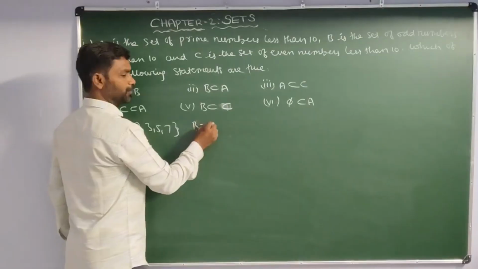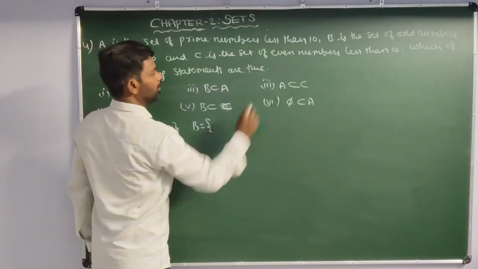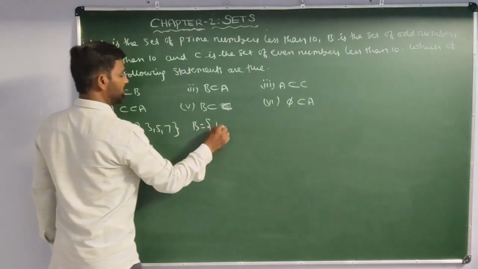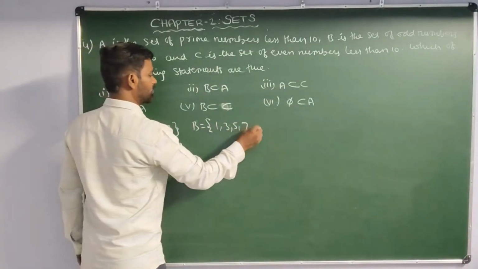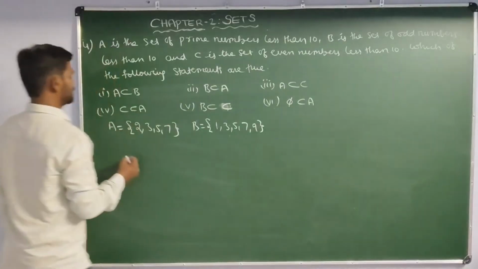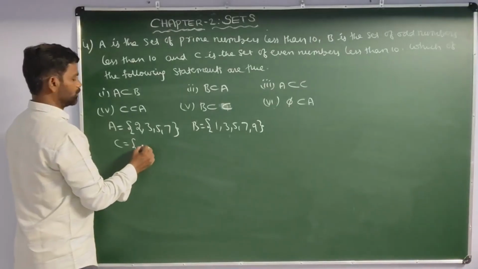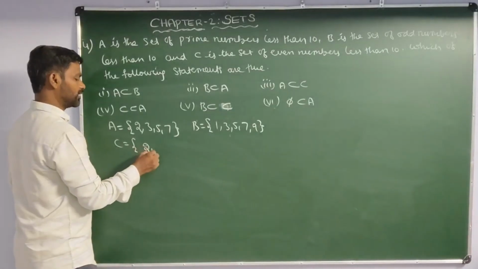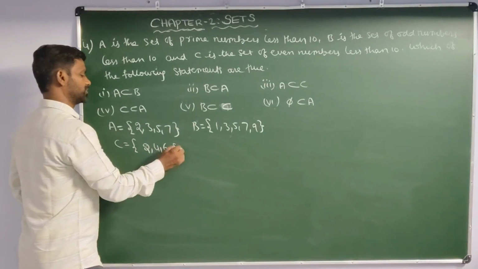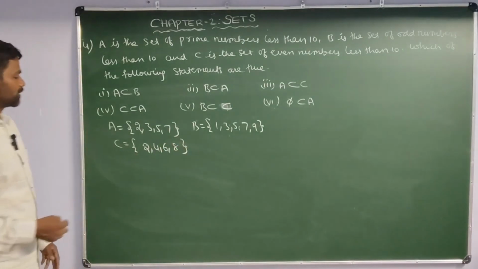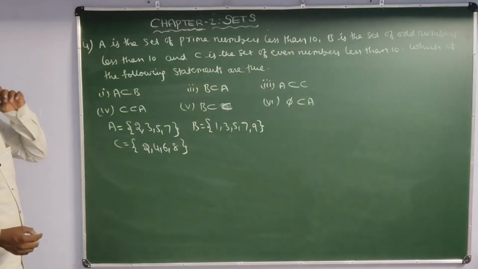And set B elements. What are the set B elements? Odd numbers less than 10. What are the odd numbers? 1, 3, 5, 7, 9. And next C. What are the elements of C? Even numbers less than 10. So what are the even numbers? 2, 4, 6, 8. So these are the elements of set A, set B and set C.